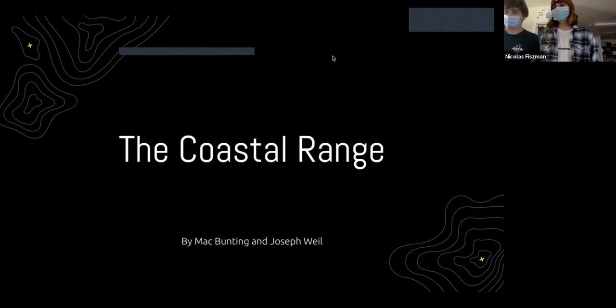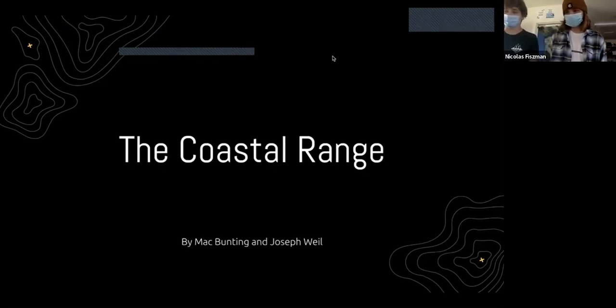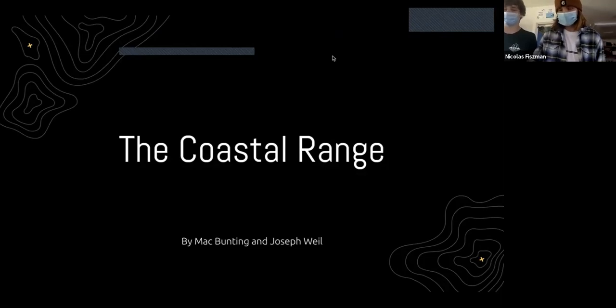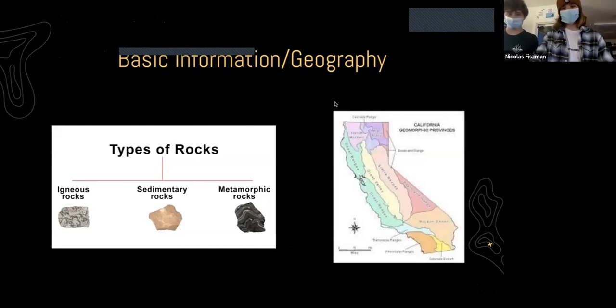The Coast Range is home to metamorphic, igneous, and sedimentary rocks, as well as containing many diverse geological features. These geological features range from beaches and lagoons to volcanoes and mountains. Throughout our presentation and virtual field trip, we hope to teach you all about the wonderful Coastal Range of California.